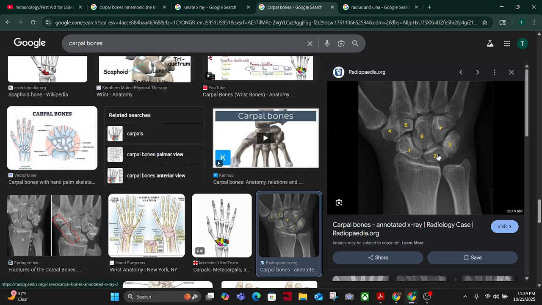So here the number 2 would be the lunate, which is what you break if you fall on your outstretched hand and you have wrist pain and numbness in the first 3.5 digits. The first 3.5 digits would be your thumb, your pointer finger, and your middle finger, right? That's controlled by the median nerve. So you break your lunate if you fall on your outstretched hand. And if you have numbness in your first 3.5 digits due to compression of the median nerve, identify lunate. Lunate is number 2 right here.